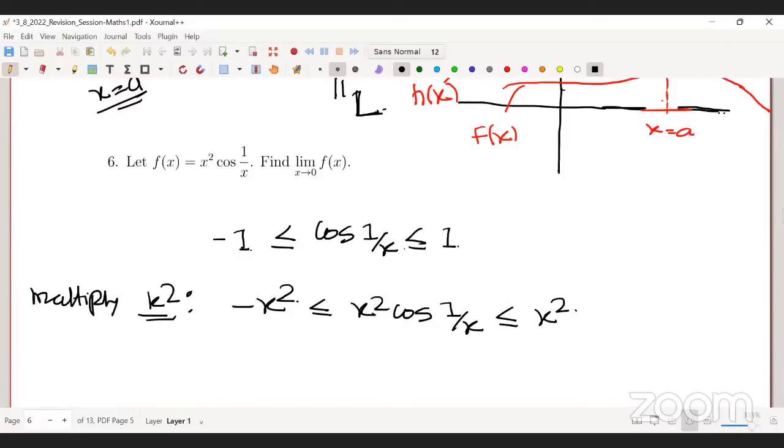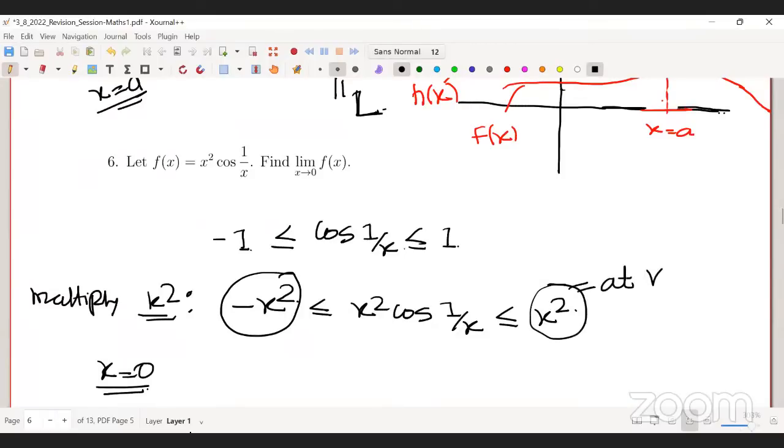Now I can easily compute the limit of this function at x equal to 0, and similarly I can easily compute the limit of this other function at x equal to 0, which is precisely 0. This limit is 0, and this limit is 0. That's why this limit is also 0. So sometimes you can easily compute the limit of a complicated function using the sandwich principle.